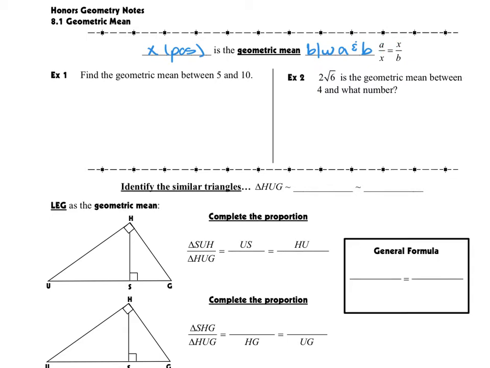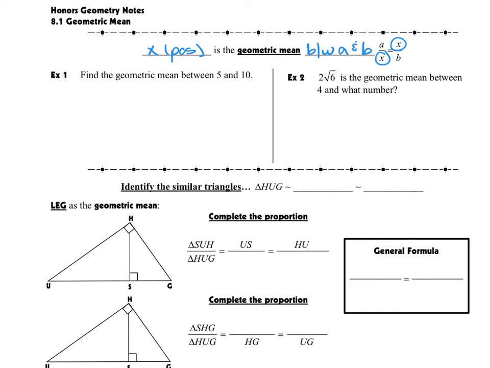Now, the reason it's called a mean is because when we look at a proportion, these two locations, the bottom left and the upper right, are called the means of the proportion. The A and the B are in what's called the extremes position. Really, what I want to call your attention to is that in the geometric mean formula, the value that is the geometric mean will appear in both mean positions, the bottom left and the upper right. So on the diagonal, these two numbers will always be identical.